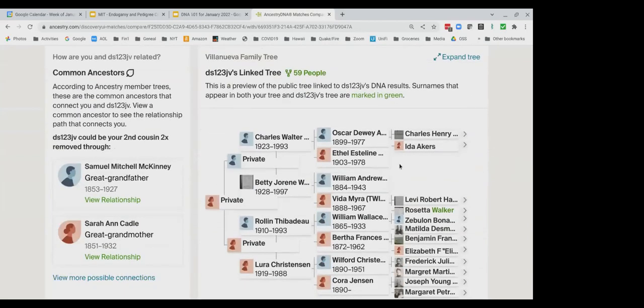And I'm told we have this possible relationship through Samuel Mitchell McKinney, my great-grandfather. I'm not going to worry about going into that today, but you can see what kind of information we're getting. And if you look at these names over here, the truth of the matter is I don't have these names. Akers is a name, that's probably where the link is. So I really need to go through a whole process to add these names into my database.